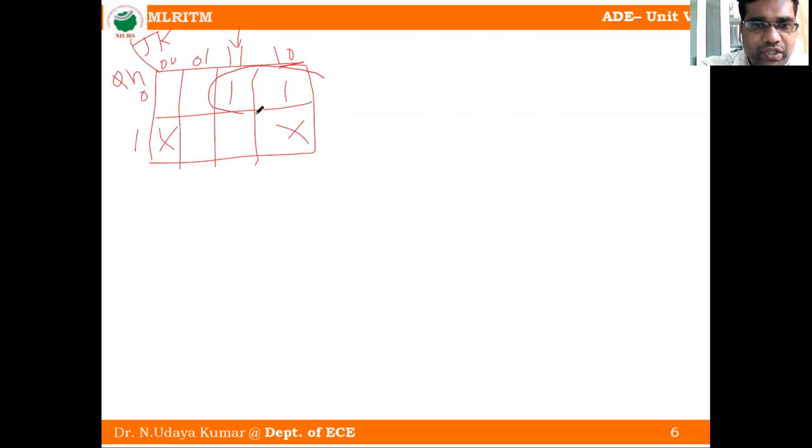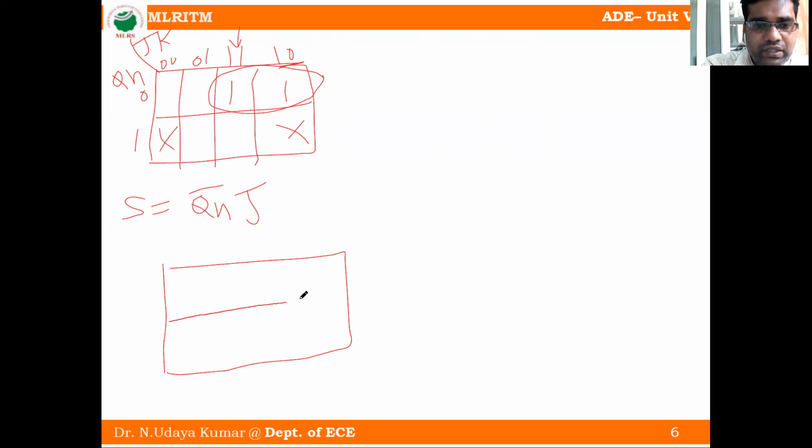So first this is the combination, and this is the expression for S. S is equal to, for this row, 0 means it is Qn bar, and here 1 1 and 1 0, 1 is the common, 1 means J. Qn bar J is the expression for S. Similarly we will find the expression for R, by using a three variable K map, like this.